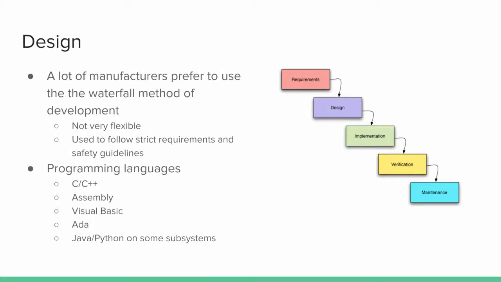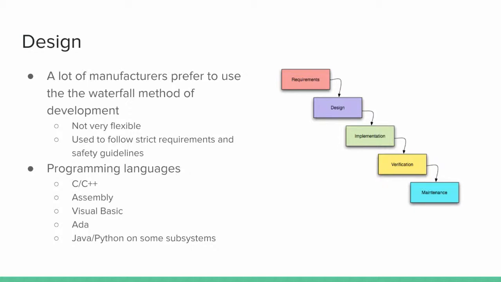So design. A lot of manufacturers prefer to use the waterfall method of development, and this is good because although it's not very flexible, it matches with the fact that they have to follow strict requirements and safety guidelines. Some companies may opt into allowing the developers to go back, adjust requirements, maybe add some new requirements, and be a little bit more flexible. So some companies may follow the waterfall method on paper, but it turns out being more spiral, because they'll come back to old requirements and try to adjust them.